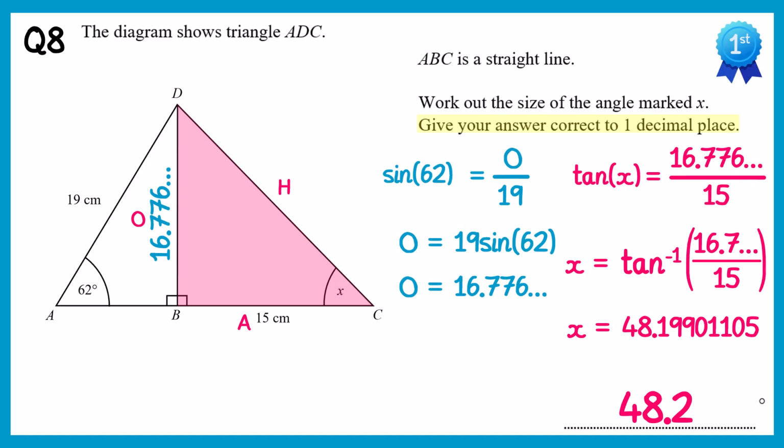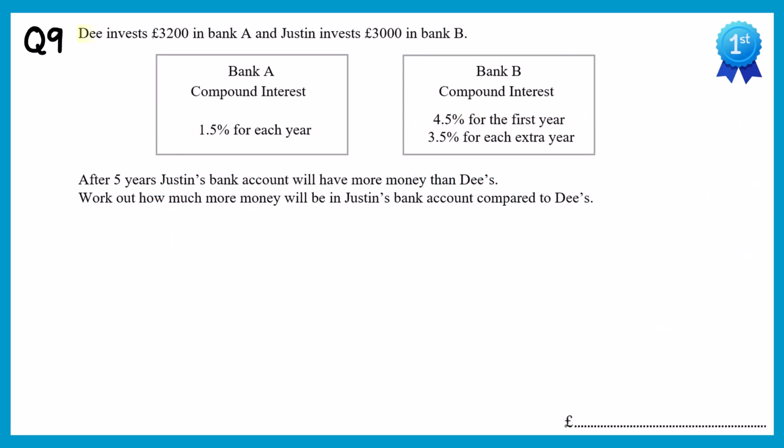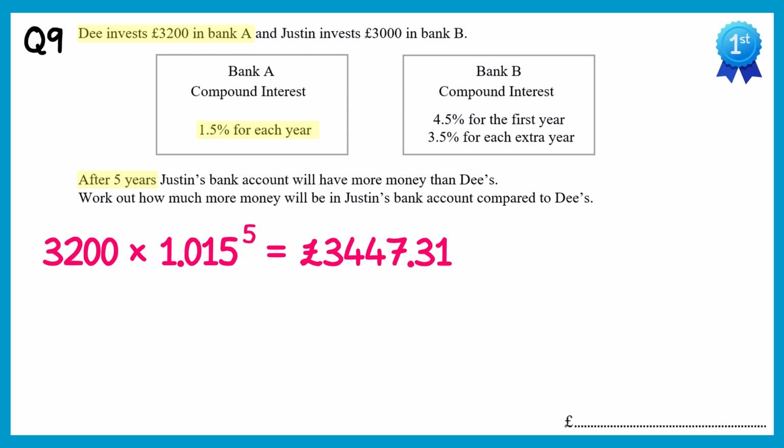In this question we have D who invests £3,200 in Bank A, and we can see that Bank A has compound interest at 1.5% each year. So we can just use the formula for compound interest. So D's money, which is 3,200, then we multiply this by the multiplier for a 1.5% increase, which is 1.015. Then we need to do this for as many times as the number of years that she invests it for, and in the question we can see it says after 5 years, so we do this to the power 5. If you type this into your calculator, you'll get this number here.